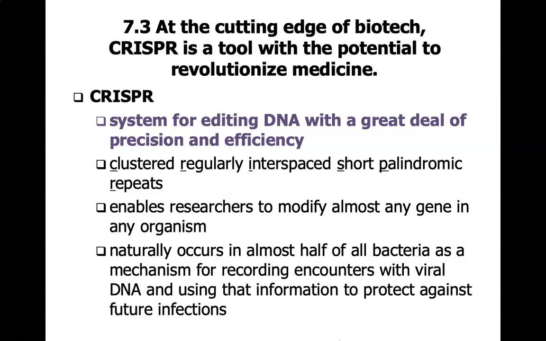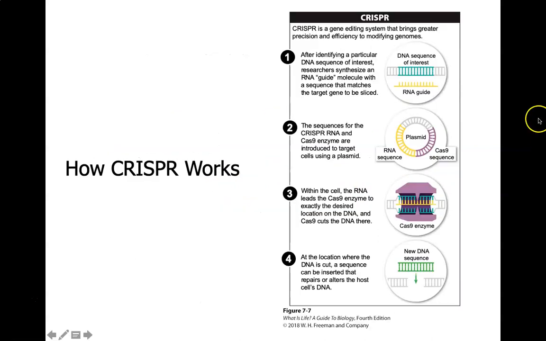So CRISPR is a mechanism in bacteria that allows them to remember when they were infected by a particular virus. So it acts like your immune system. And it uses that information to protect against future infections by actually taking a small bit of the viral DNA and inserting it into those regularly interspaced short palindromic repeats. Let's talk about how this works.